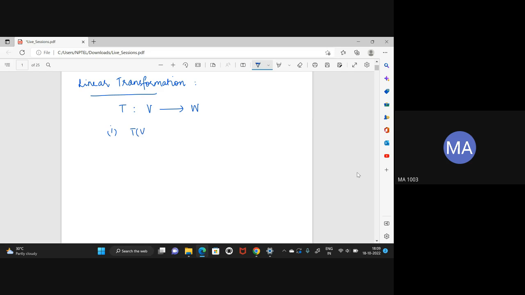So T of V1 plus V2 is equal to T of V1 plus T of V2, and the second condition is that T of alpha V1 is equal to alpha times T of V1. Sometimes we use the bracket, sometimes we don't. If I write T V1, it's nothing but T of V1. Both denote the same. If these two conditions are satisfied, then a function between two vector spaces is called a linear transformation.